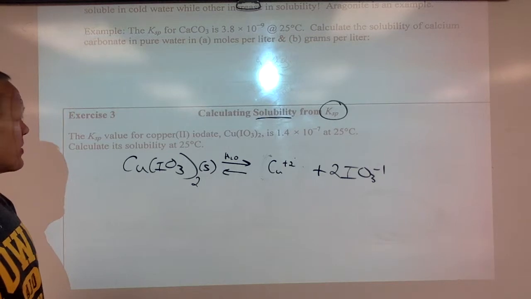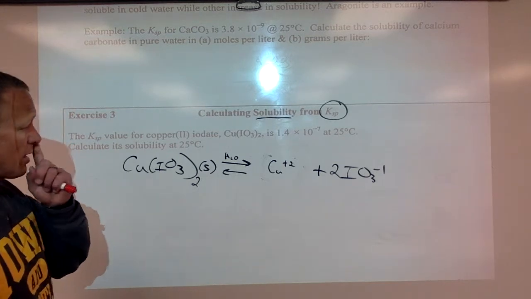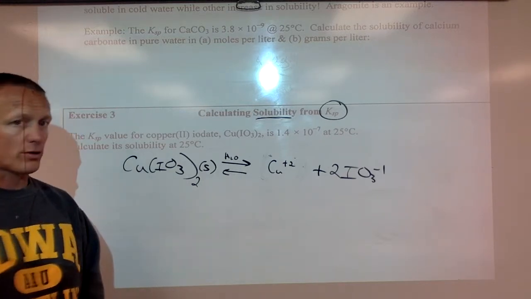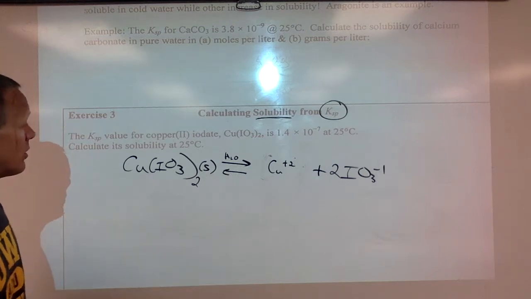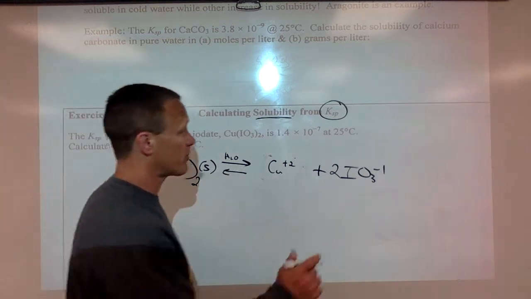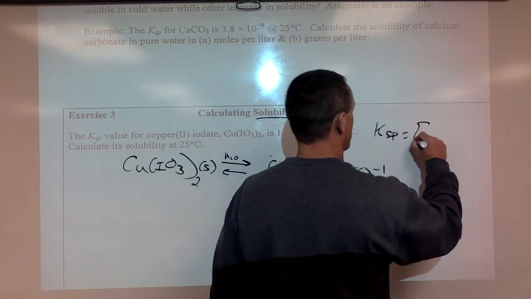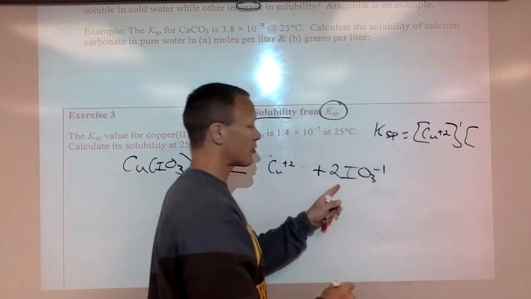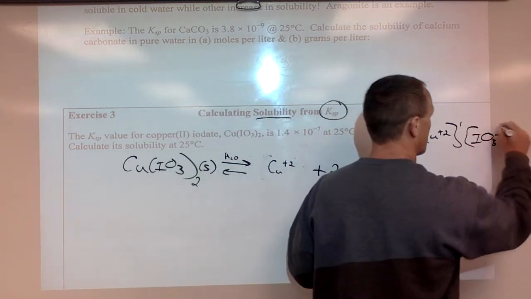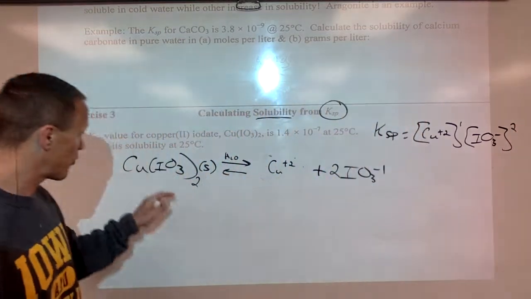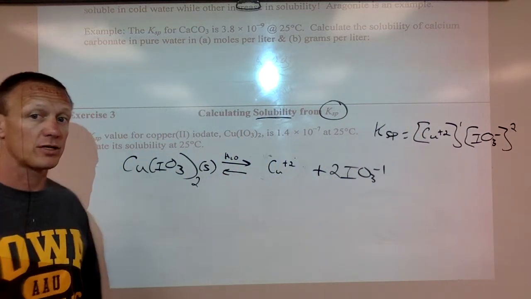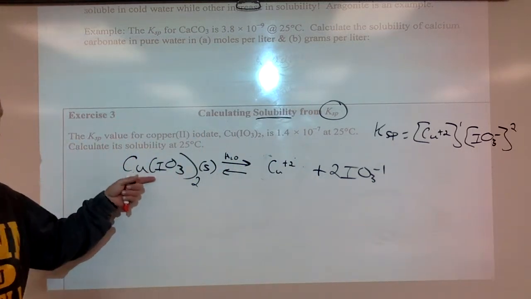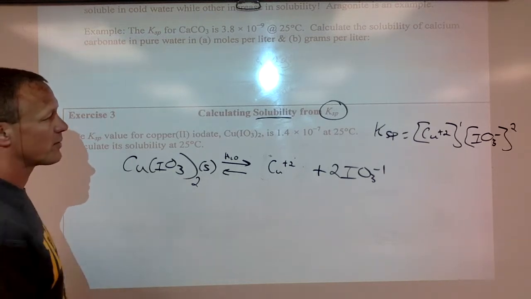So this is giving us the Ksp, and it's asking us what is the maximum solubility in water. Well, if we write our Ksp expression, Ksp equals the concentration of copper ions to the first power times the concentration of iodate ions to the second power. Again, it would be over this, but this is a solid, so not part of the equilibrium expression. So we're trying to figure out what these concentrations are, and what the concentration of this that is dissolved would be. So what molarity of this can there be?